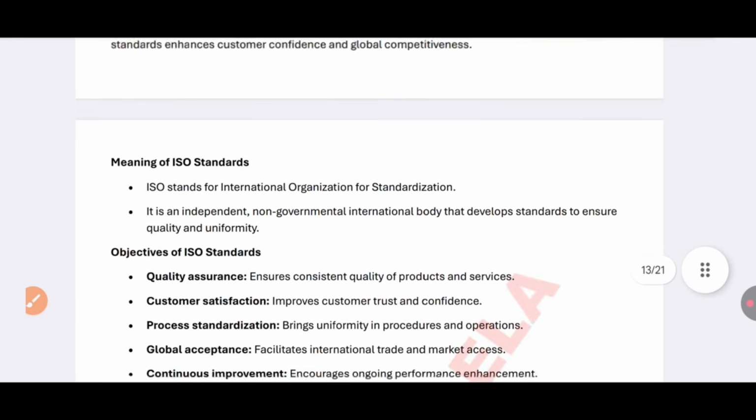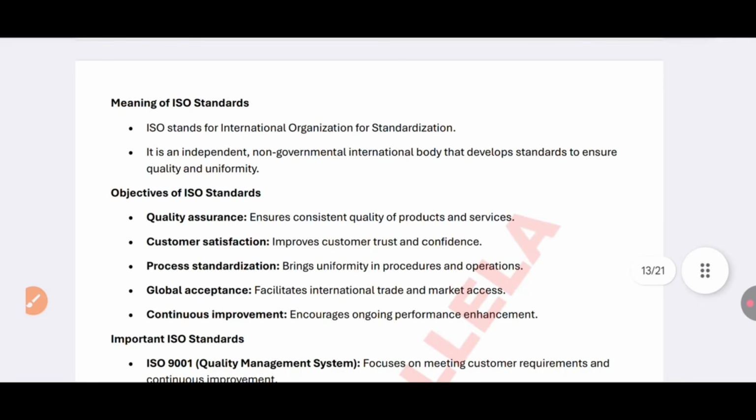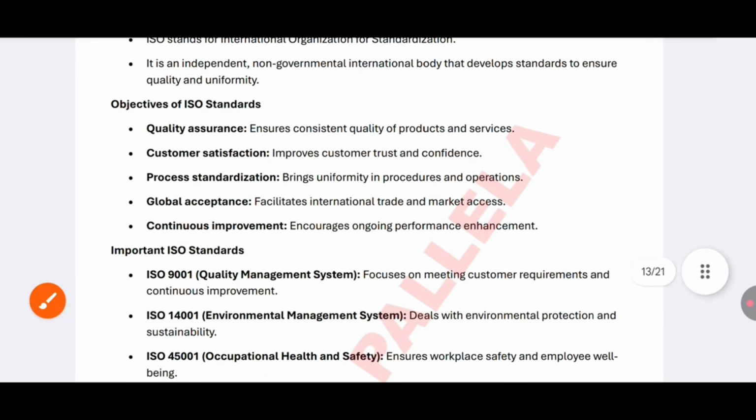Clear? So what is the meaning of ISO standards? ISO stands for International Organization for Standardization. This is the full form of ISO. It is an independent non-governmental international body which develops the standards to get quality and uniformity in production and services. So it is not a government body, it is an independent organization.